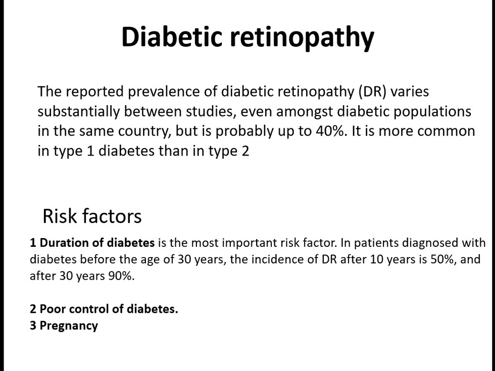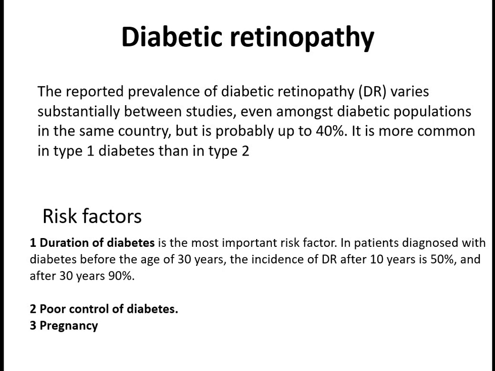The reported prevalence of diabetic retinopathy varies substantially between studies, even amongst diabetic population in the same country. يعني the effect of diabetes يختلف من إنسان إلى آخر، من شخص إلى آخر. But it is probably up to 40%. It's more common in type 1 diabetic than type 2 diabetes patient.